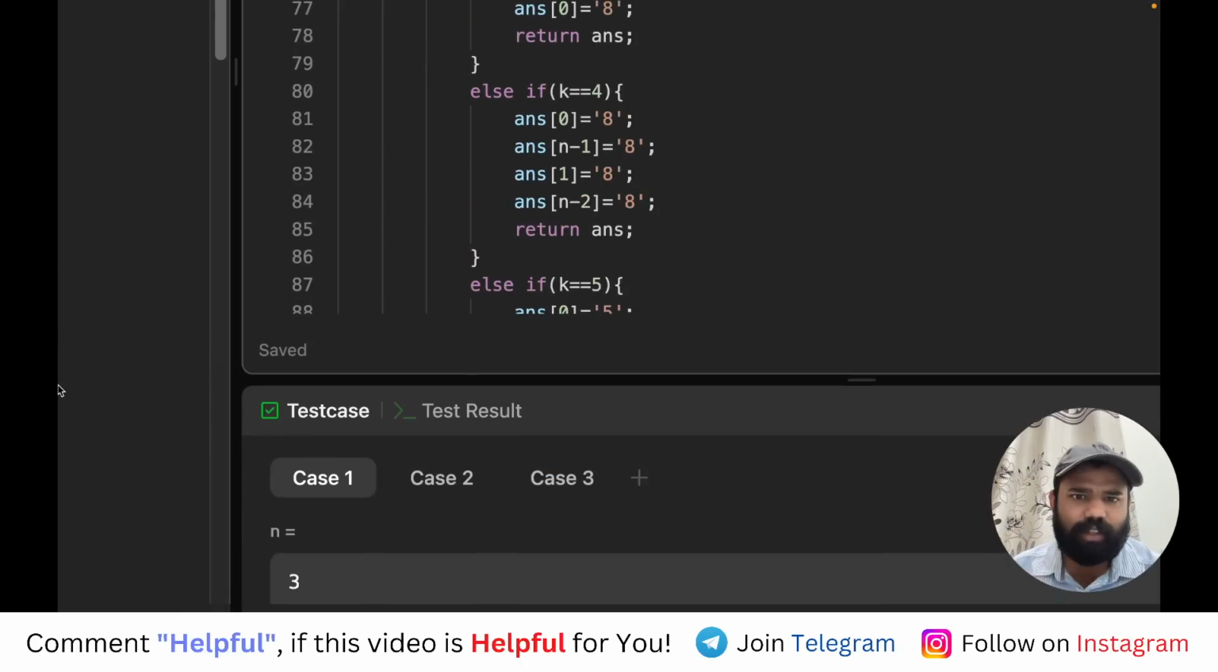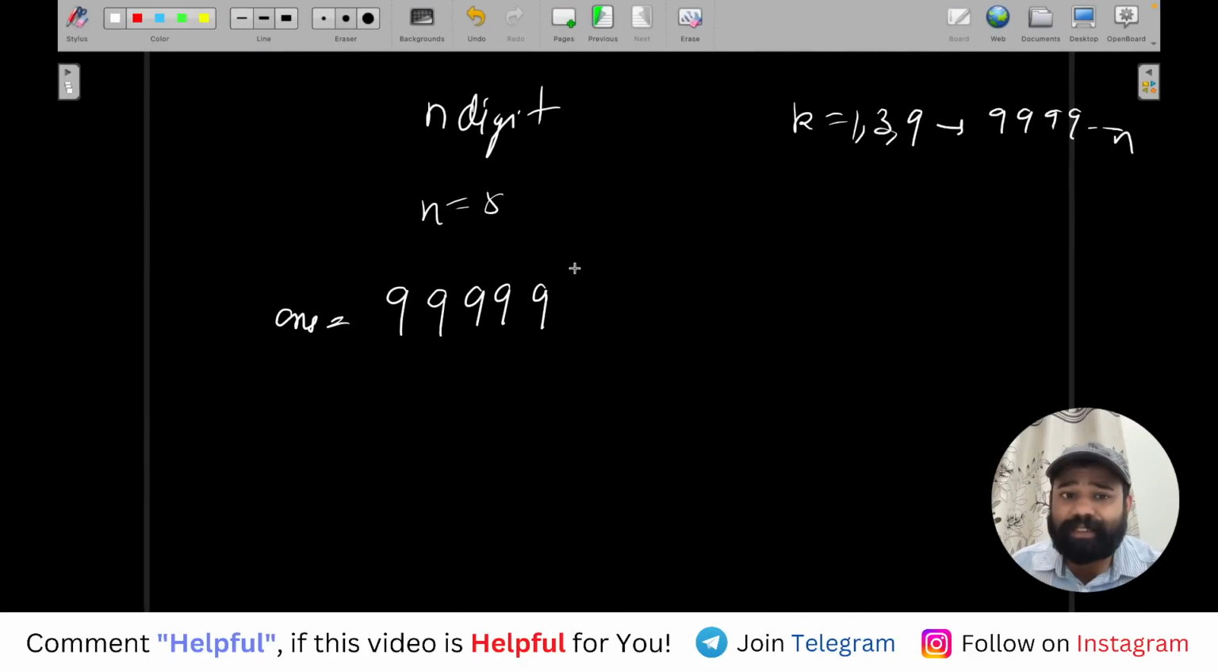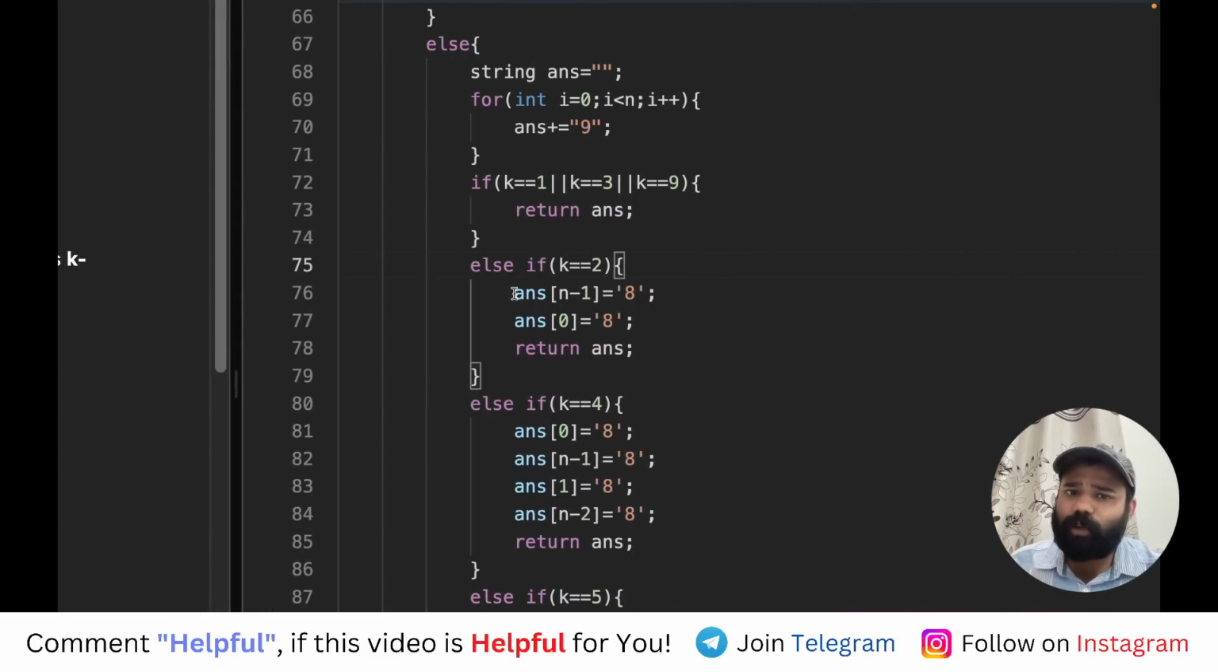Amazing. Let's move forward. Now when my k is 2, that means this number should be an even number. Then only it is divisible by 2. For making it the largest possible even palindrome, it can't be 9. It should be an even number, and the largest even digit is 8. If I'm making the last digit 8, I also have to make the first digit 8. That's it. This is what I will do in case of 2: the last digit and the first digit of the answer, both I'm making 8.